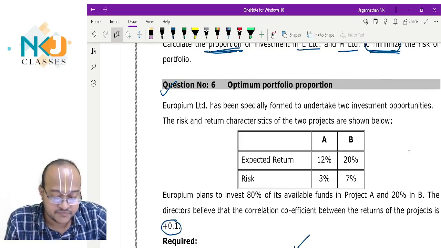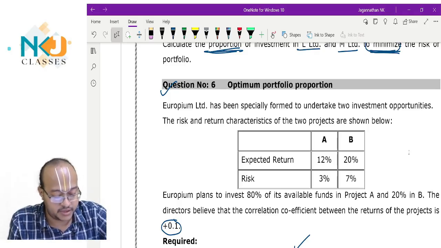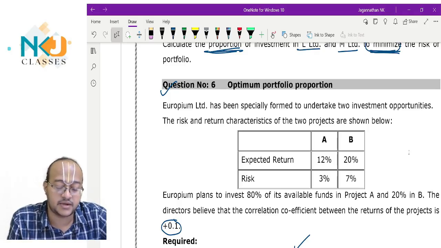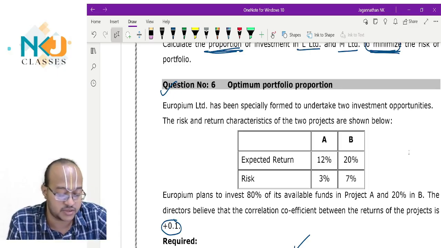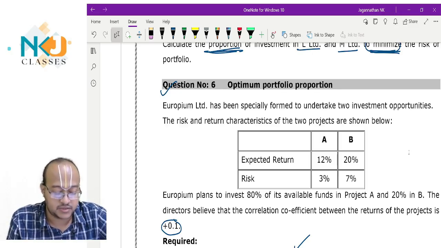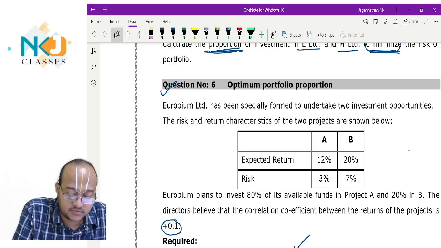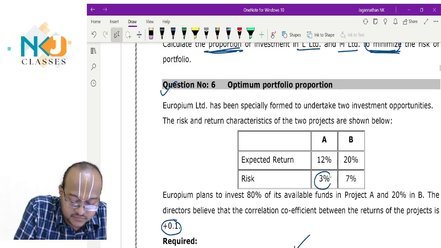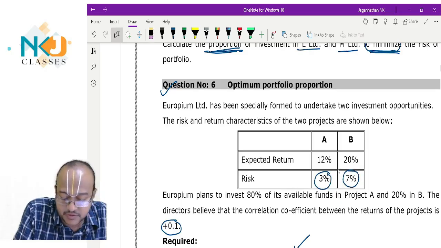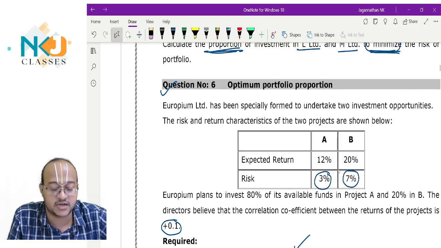So tell me, this company European Limited is analyzing two investment opportunities, that is project A and project B, correct? See, how would they have found the risk? Tell me. 3% and 7% is the risk of the projects given. How would they have found it out?